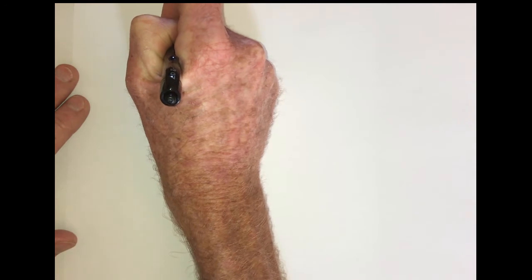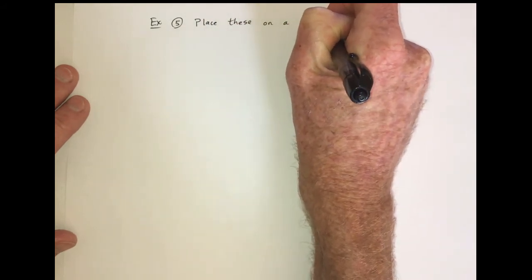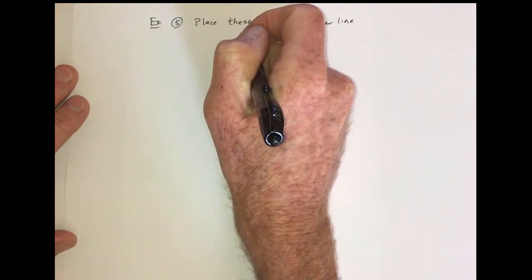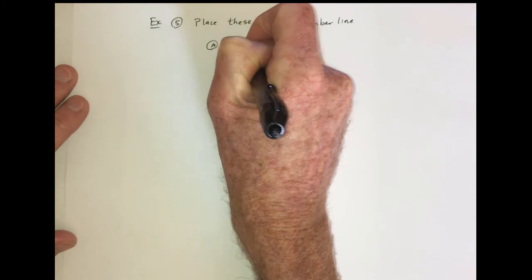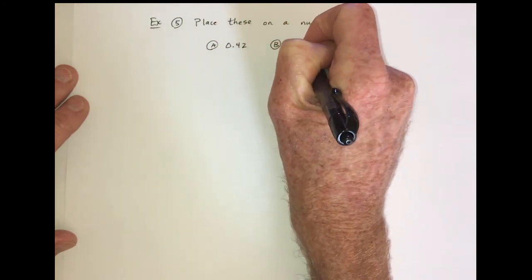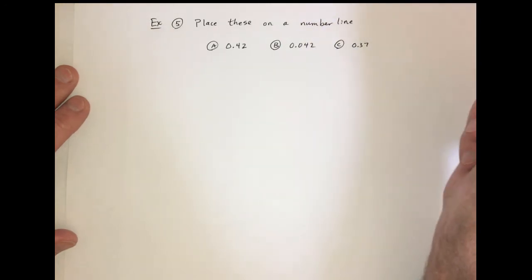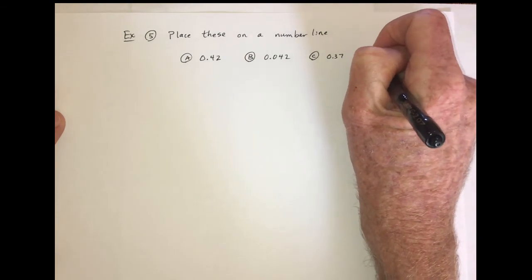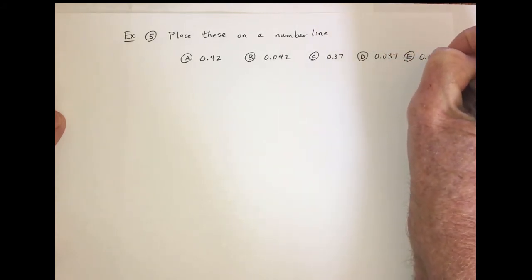Okay, next idea, put them in order. So if you look at decimals, then put them in order from the smallest to the biggest. So for example number 5, place these numbers on the number line. So how about point A, or number A, is going to be 0.42. B is going to be 0.042. C will be 0.37. And do I have enough space? D will be 0.037. And finally, E is going to be 0.307.